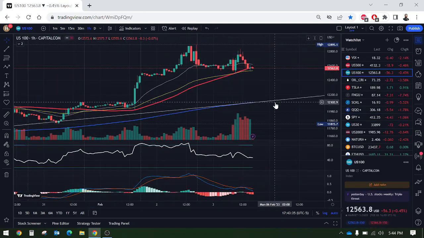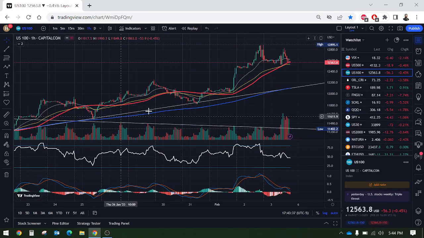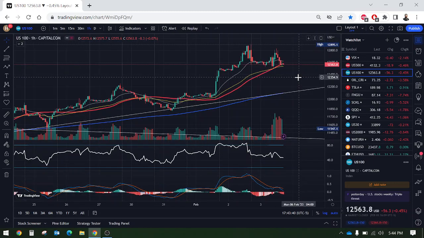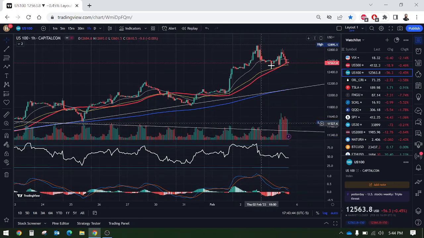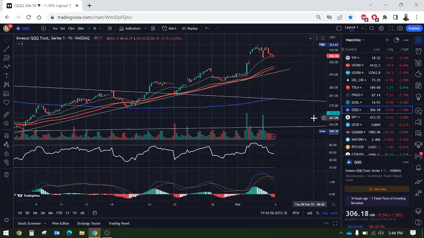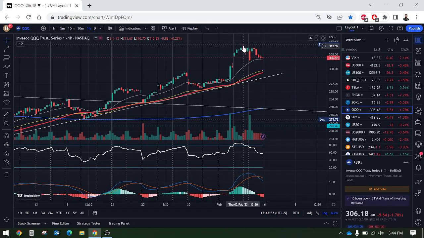US 100, same thing. If I go to 1 hour trend line, we're going up. One thing to note is on hourly I don't think we have divergence, lower half prices, so it's okay. Looks like we are losing a bit of momentum. But if I go to QQQ, which is US 100, you can see we made a high.